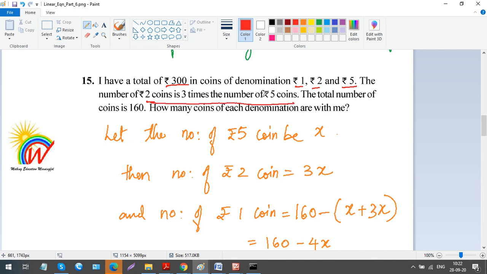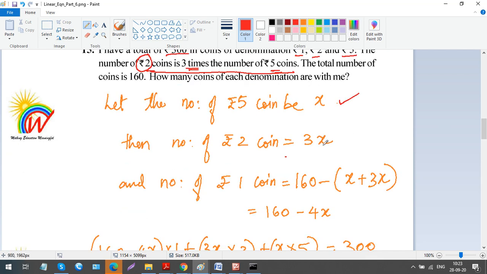So we will let the number of 5 rupee coins be x, because they are saying the number of 2 rupee coins is 3 times the number of 5 rupee coins, right? So you take the 5 rupee coin to be x. Then what will be your 2 rupee coin? The 2 rupee coin is equal to 3 times. When I say times, you are supposed to multiply 3 into x, which is 3x. You don't have to put a multiplication sign in between. Just writing 3x means that is 3 into x.